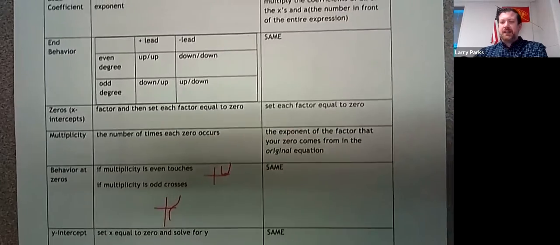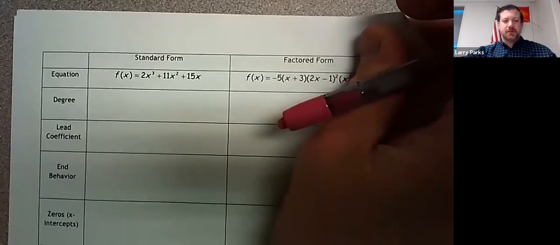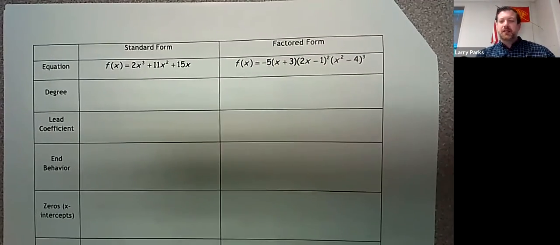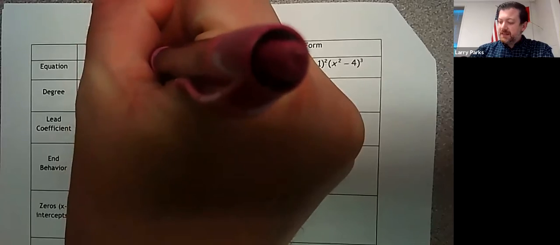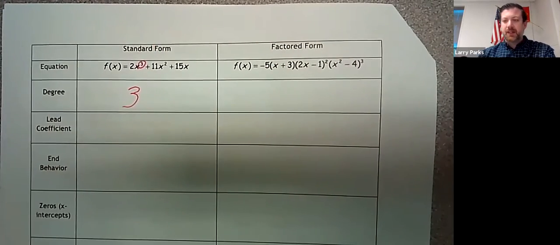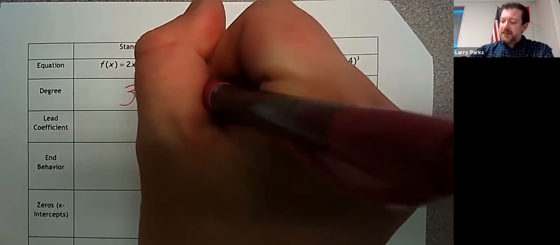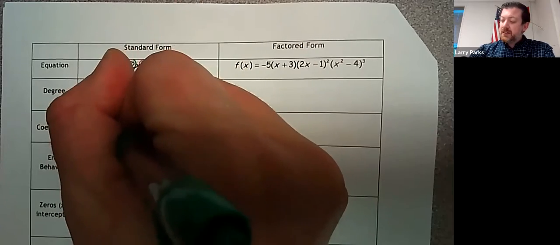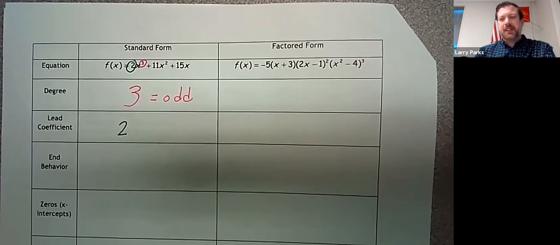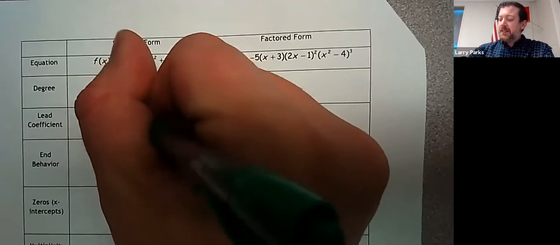And so let's go ahead and start. And so what I have on the next page is an example. And we're going to start with standard form. So standard form, I would say the degree. Well, the degree is 3. And remember, all we really care about the degree is whether it's even or odd. Well, 3 is odd. What's the leading coefficient? Well, the leading coefficient is 2. And is that positive or negative? That is positive.